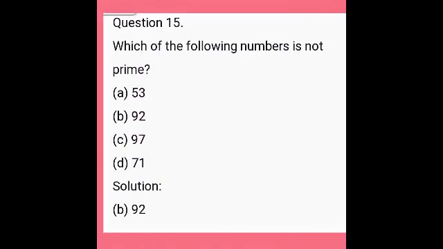Move on to the next question. Which of the following numbers is not a prime? A prime number means the number is divisible only by 1 and itself. The given options are 53, 92, 97 and 71. Among these, 53, 97 and 71 are prime numbers, as we can understand from the prime numbers table. 92 is not a prime number because 92 is divisible by 1, 2 and so on.